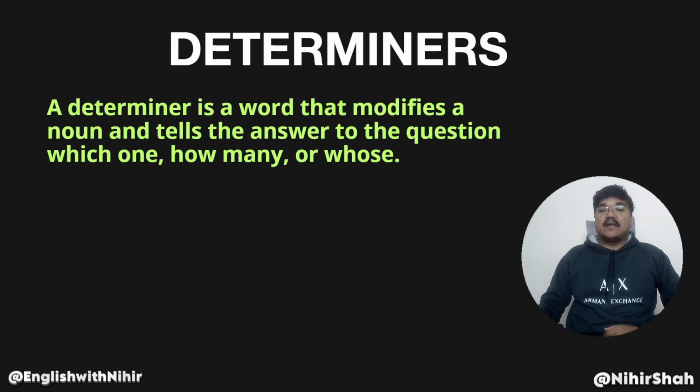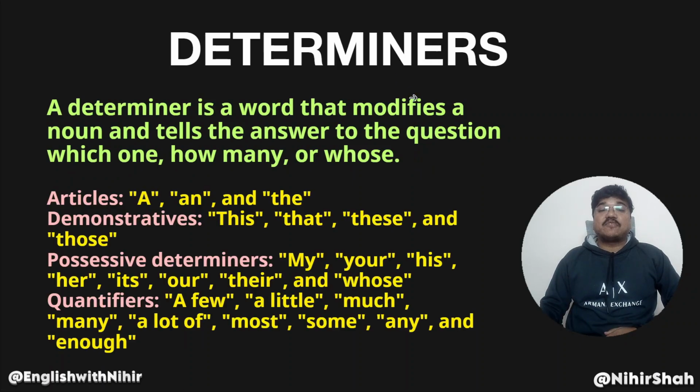Let's first quickly remember what determiners are. A determiner is a word that modifies a noun and tells the answer to the question which one, how many, or whose. There are mainly four types of determiners: articles, demonstratives, possessive determiners, and quantifiers. We have discussed determiners in our previous video. If you want to check it out, there is a link in the description.